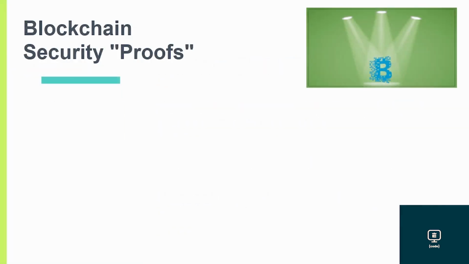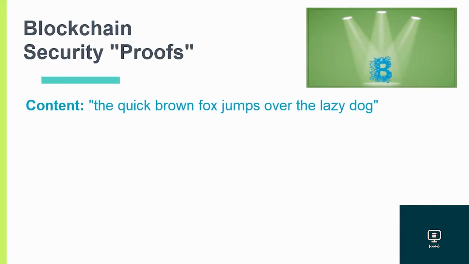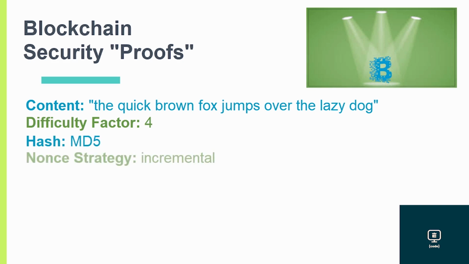As a concrete example, let's solve for a proof of work with block content consisting of just the sentence, "The quick brown fox jumps over the lazy dog." We'd figure out a nonce strategy and begin recursive hashing until we find the nonce that yields a hash starting with 4 zeros, assuming a difficulty level of 4.